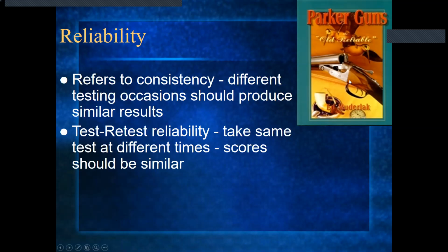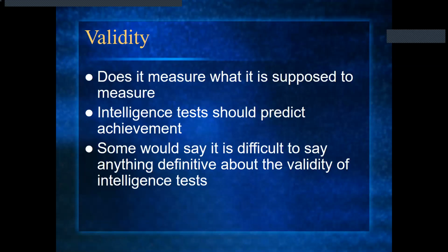All right, validity. For a test to be valid, it should measure what it's supposed to. So intelligence tests should predict achievement. If you take a psychology CLEP test, it should measure that you are proficient enough in psychology to pass a semester of college.